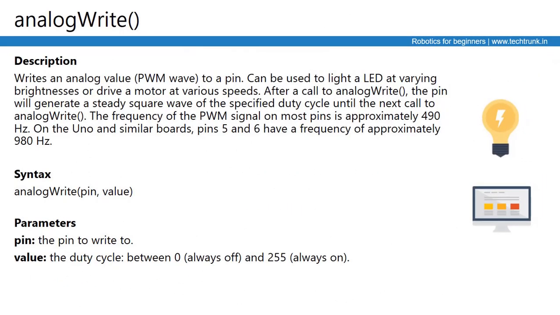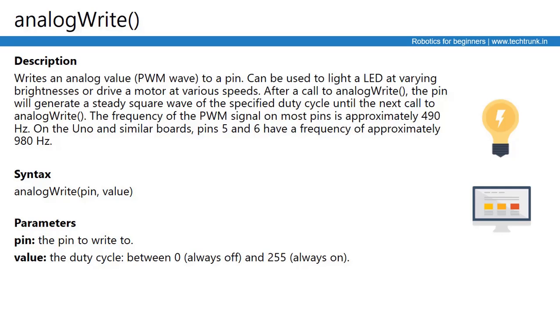Next syntax is analog write. In case we wish to control the output voltage on any component or pin of Arduino, we can use the analog write syntax. Analog write writes an analog value or PWM wave to a pin, ranging from 0 to 255 in the case of an 8-bit microcontroller. It can be used to light an LED at varying brightness or drive a motor at varying speed. After a call to analog write, the pin will generate a steady square wave of the specified duty cycle until the next call to analog write.